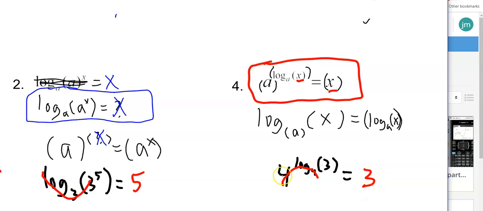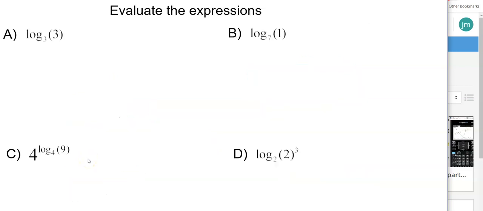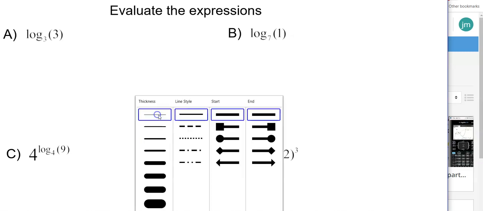It just simplifies if the bases match. The key is the 4 and the 4 have to match, or the 5 and the 5 if it's 5 and 5. So those are the 4 properties of logarithms. Let's try to apply those. So these are actual problems. Can you apply those same 4 properties? Might be in a different order, but go ahead and stop the screencast and try to figure these out.